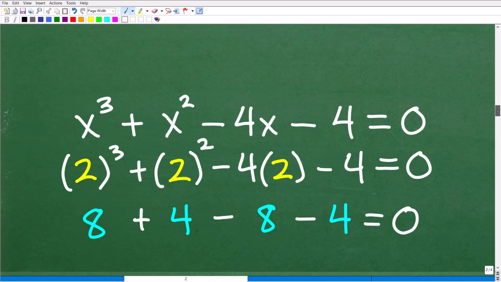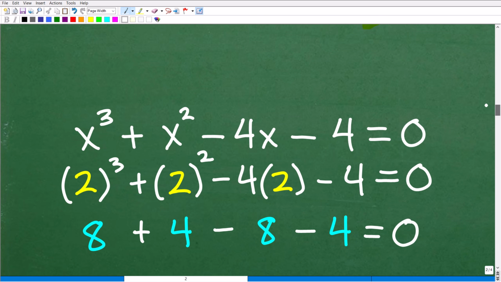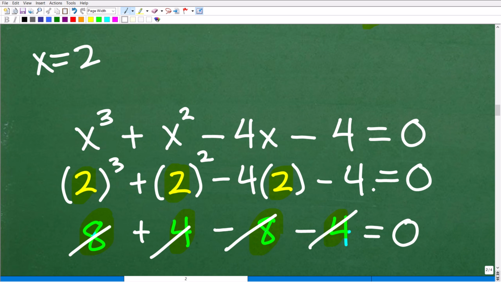Now, another way you could do this is to evaluate. So if we're checking whether x equals 2 is a solution, here's our polynomial. We can simply plug in 2 where all the x's are and do the math. So 2 cubed is 8, 2 squared is 4, 4 times 2 is 8, and then we have our 4. You can see everything cancels. 8 and -8 is 0, +4 and -4 is 0, so 0 is equal to 0. So when we plugged in 2 here, it worked out.